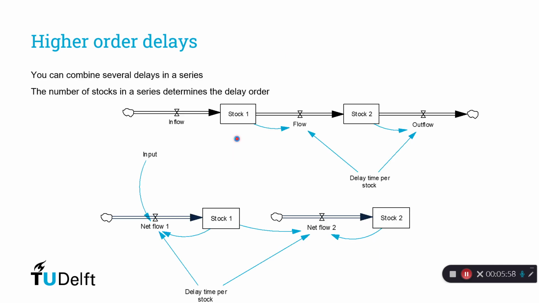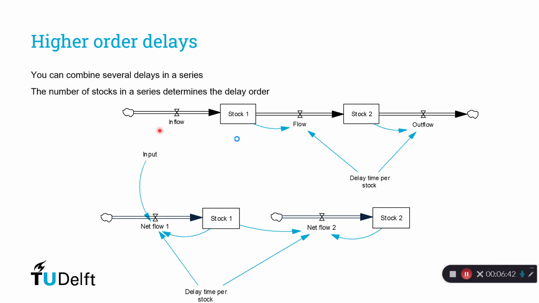Now we also have higher order delays, and that's when we put a couple of these things next to each other. So for example, in an aging chain. An aging chain is essentially a higher order material delay. So we have an inflow, we have a flow, we have an outflow, we have two stocks. So in this case, the delay order is 2. The number of stocks determines the delay order. And if we do the same with an information delay, we use the stock 1 as the input for the net flow 2. And the stock 2 in this case is the second order information delay of input. And the outflow here is the second order material delay of the inflow.